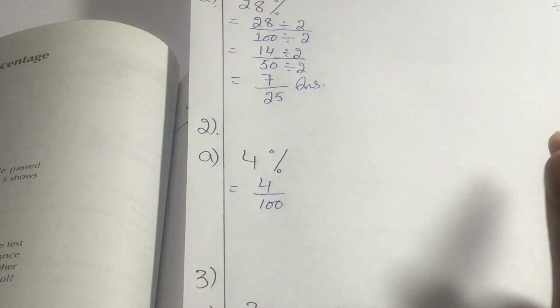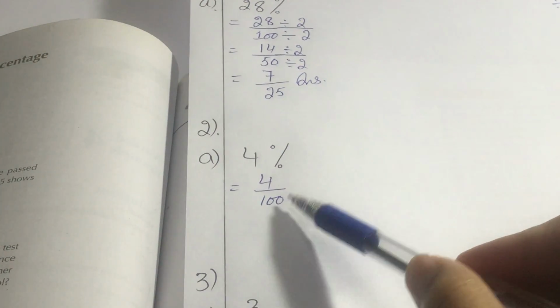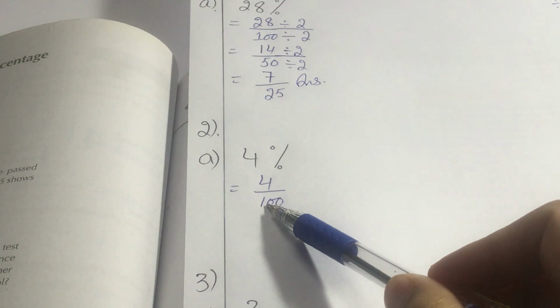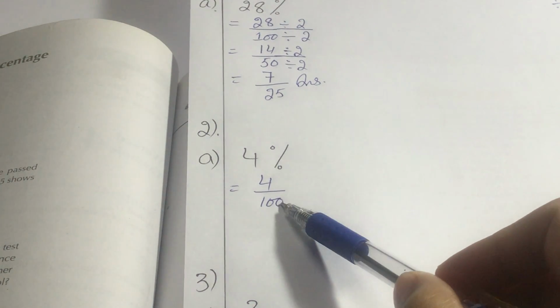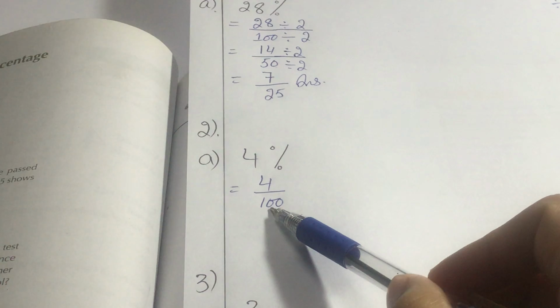I'll tell you a trick. Your division by 10, 100 and 1000 is very simple. Count the zeros in the denominator. How many zeros do we have? 2 zeros.